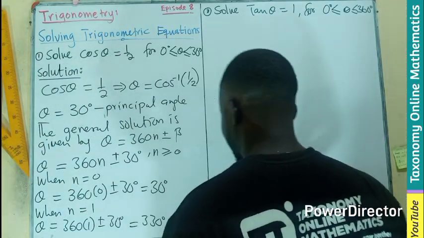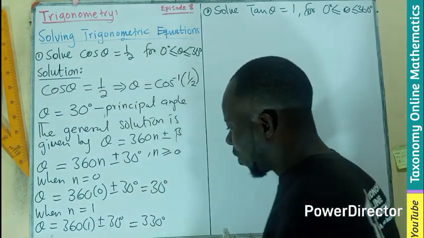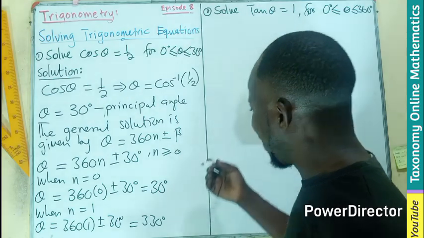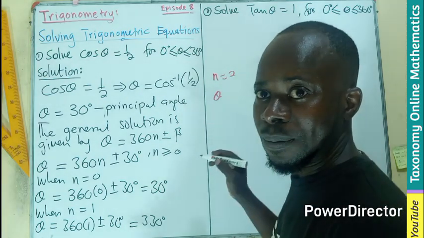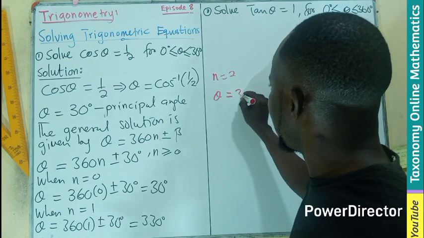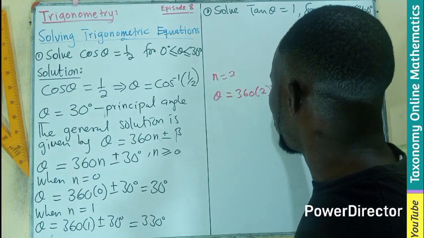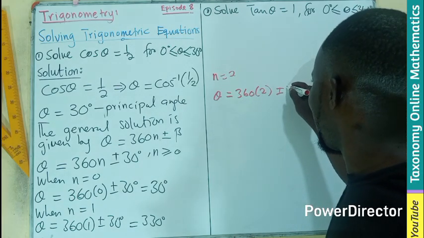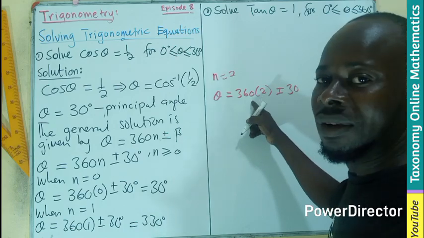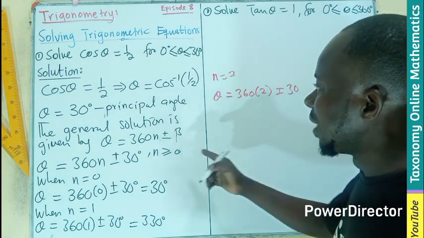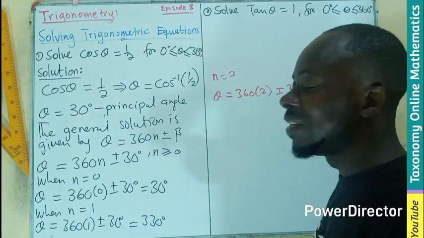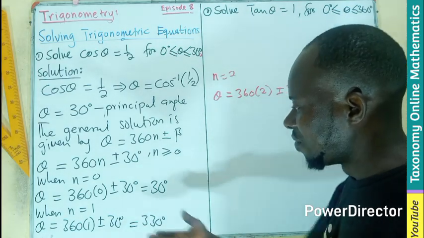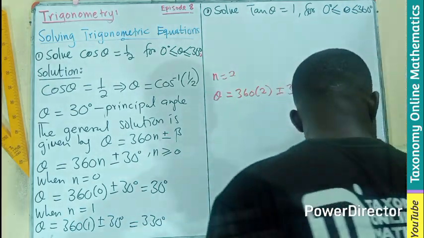So let's see. I'm sure we will not get beyond that, but let's see. When n is 2, we are going to have theta equals to 360 times 2 plus or minus 30. Already this is 720, bigger than the range we are looking for. 360, I think, is 360 degrees. So we don't have value to continue in that regard.